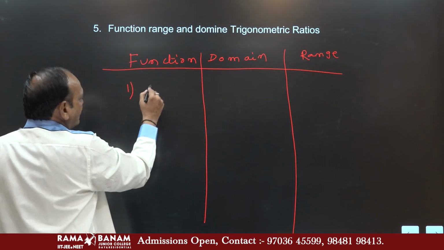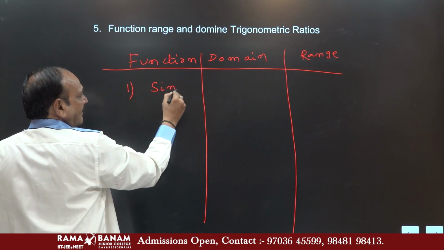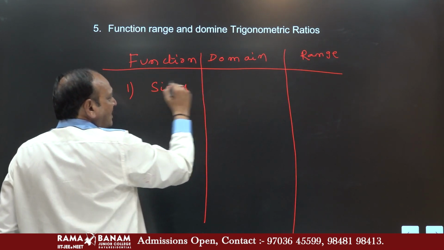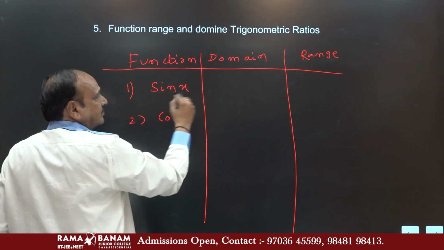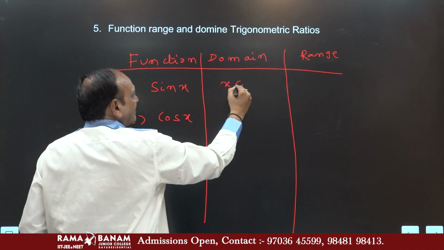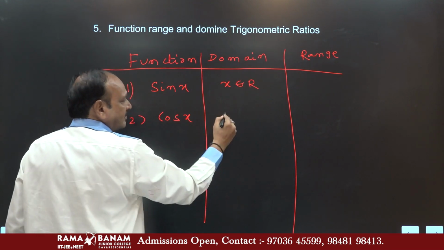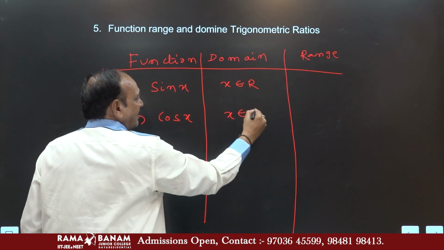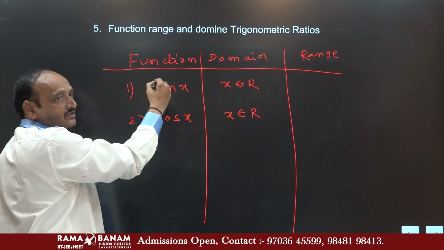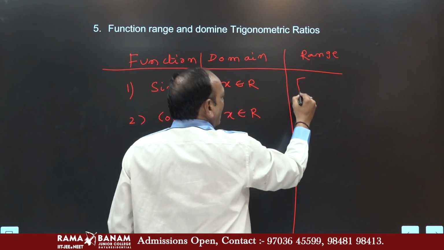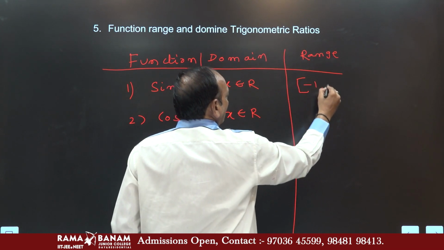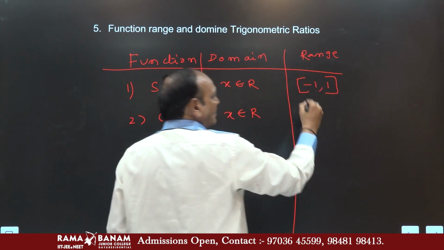So the function I am taking is the sin x function. Sin x and cos x both are continuous curves. Therefore the domain is x belongs to R. Cos x also x belongs to R, because both are continuous curves. So the domain will be same. And range, minimum value -1, maximum value is equal to 1.